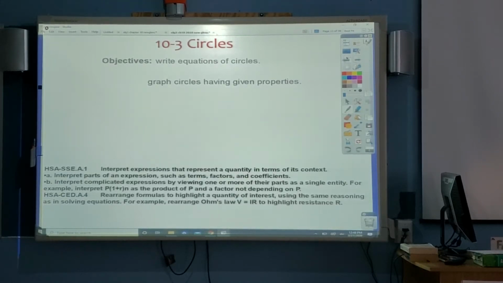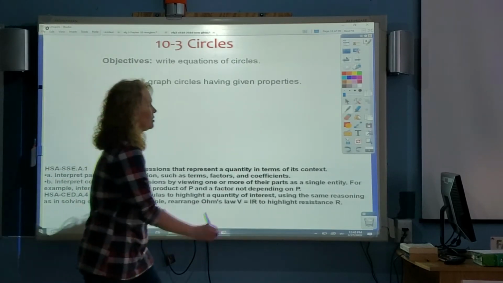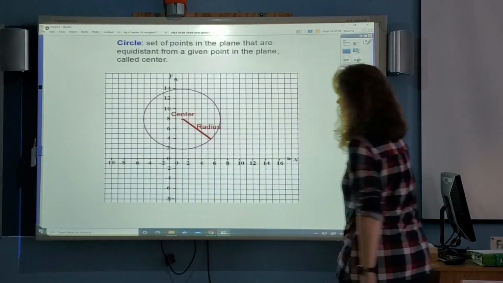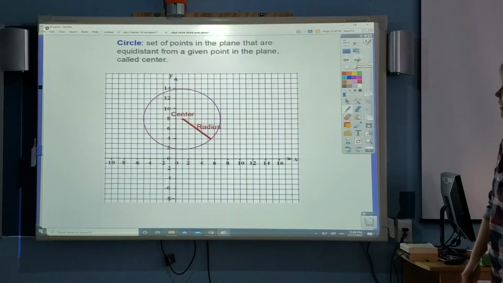But you probably had some of this in geometry last year. Write equations of circles and graph circles having given properties. So let's start with our definition for a circle: a set of points in the plane that are equidistant from a given point in the plane called the center.